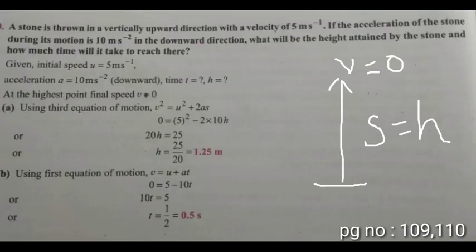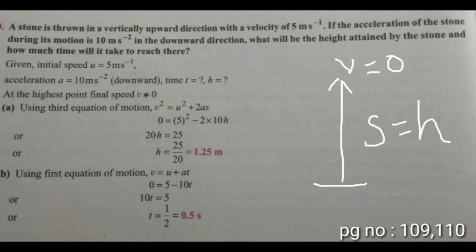Now, we will see the fifth one. A stone is thrown in a vertically upward direction with a velocity 5 meter per second. If the acceleration of the stone during its motion is 10 meter per second square in the downward direction, what will be the height attained by the stone and how much time will it take to reach there? Here we have to find the height of the stone and the time taken to reach the height.